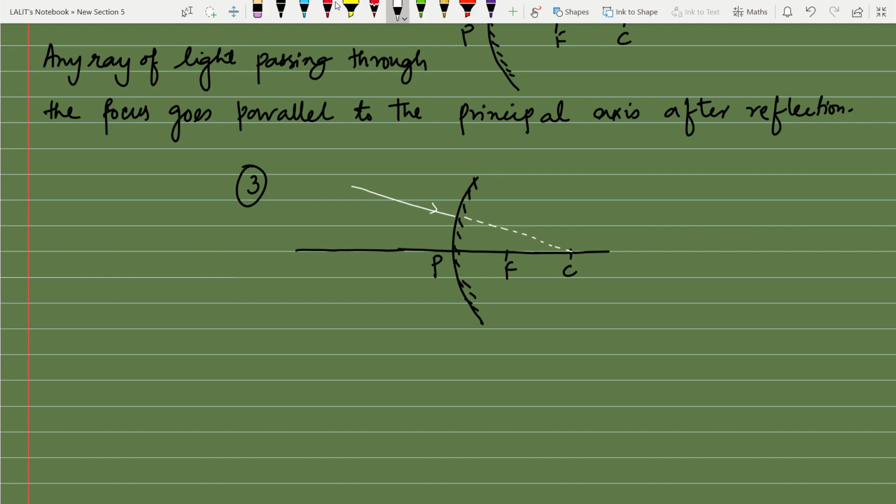Now what would happen? Here also we have got I is equal to 0, R is equal to 0. So this ray also would bounce back. So any ray of light passing through or appearing to pass through center of curvature, C, gets reflected back.